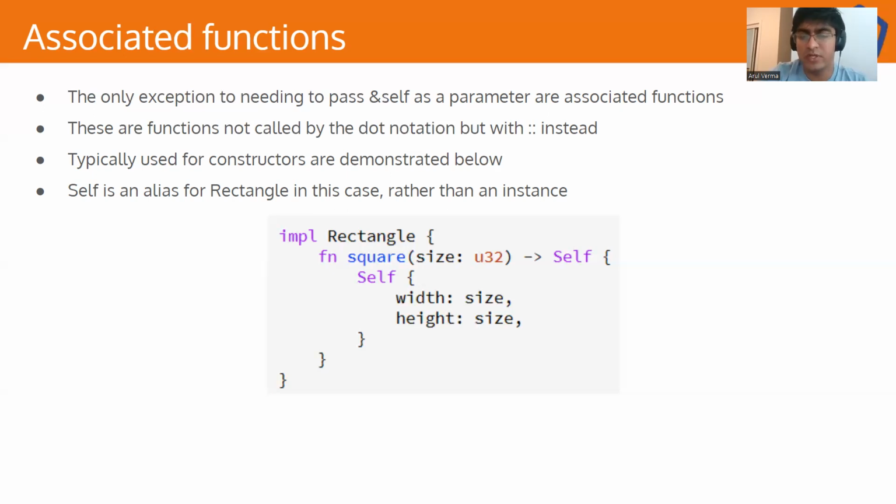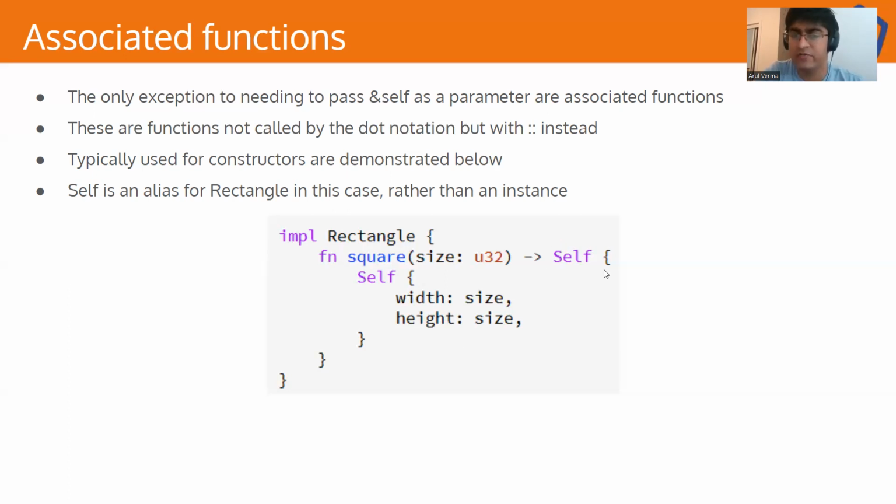But alternatively, what we could do is set up this square function, and all I have to do now is say rectangle r is equal to Rectangle::square, parentheses, and then pass whatever my size is going to be, let's say 4. So now I have a new rectangle where height and width are both 4. And the way I access this square function, this constructor, was Rectangle::square, and then I pass my size value.